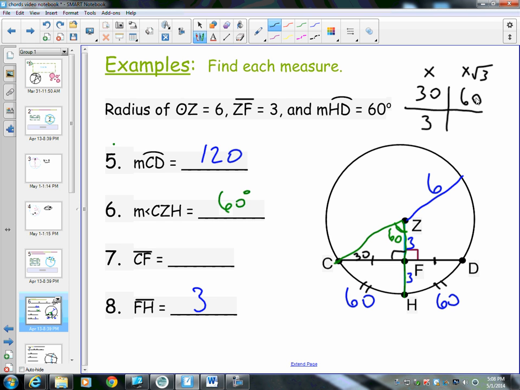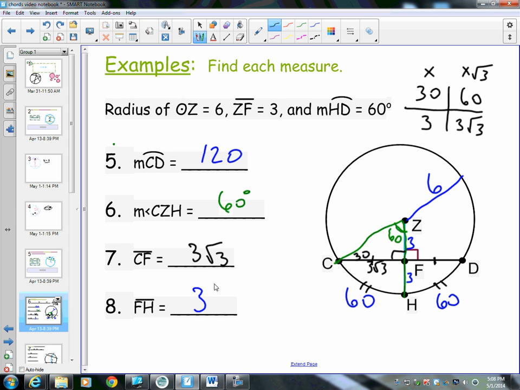So what does this mean? This means that we have to multiply our x by square root of 3. X times the square root of 3. Our x is 3 in this case, so plug this in: 3 for x, so 3 square root of 3. And this would be across from the 60-degree angle right here. And that is the distance CF, 3 square root of 3.